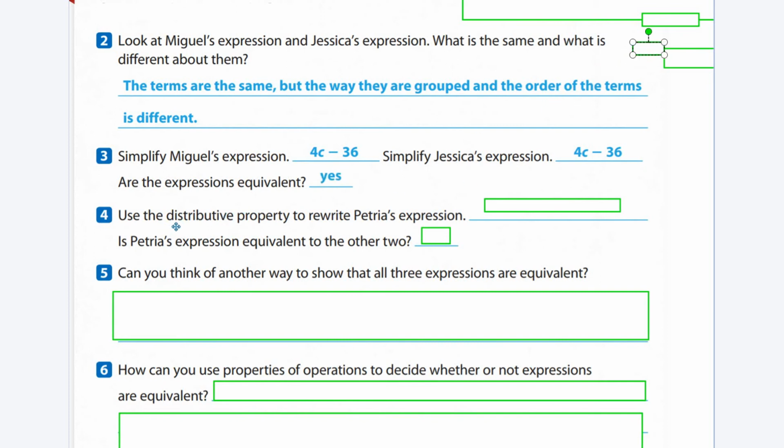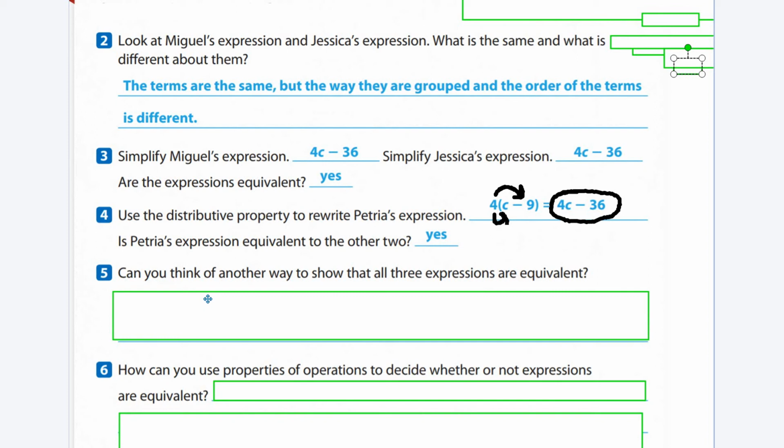For question 4, it says use the distributive property to rewrite Petria's expression, and hopefully this is what you got. Remember, 4 times c is 4c. 4 times -9 is -36. There it is. Is Petria's expression equivalent to the other 2? Yes, it is. Question 5.